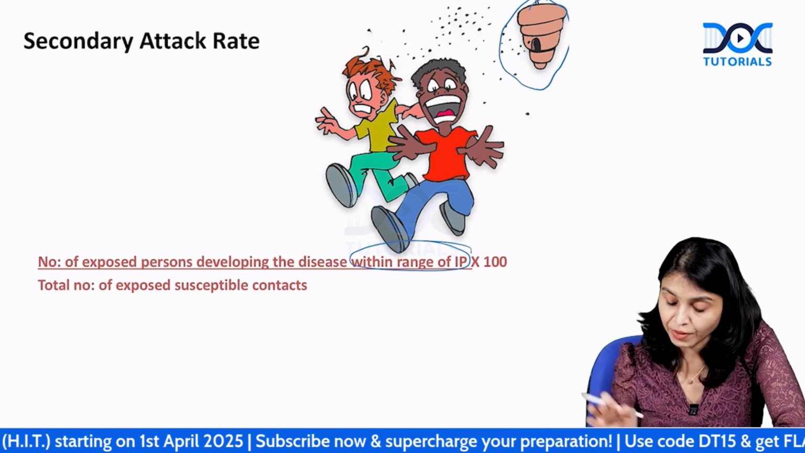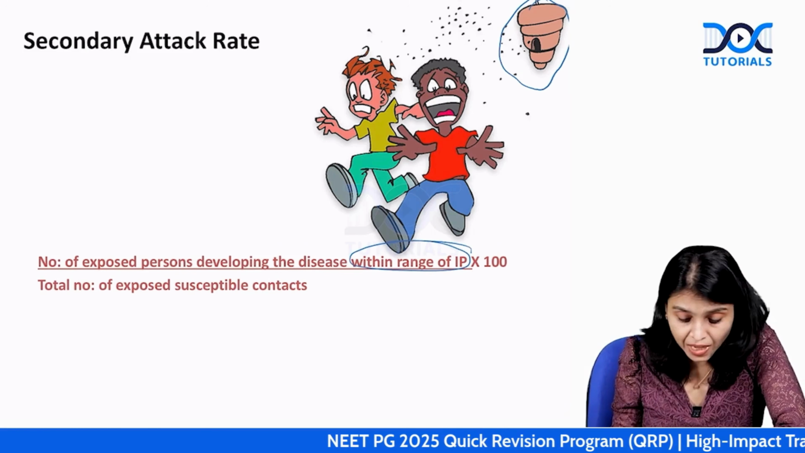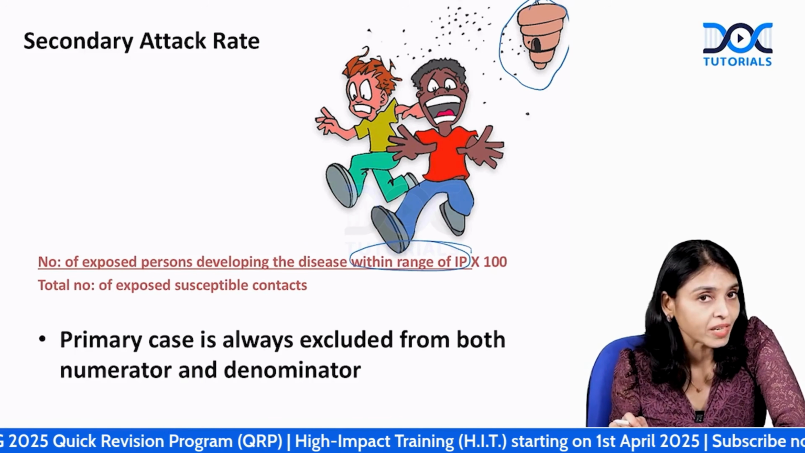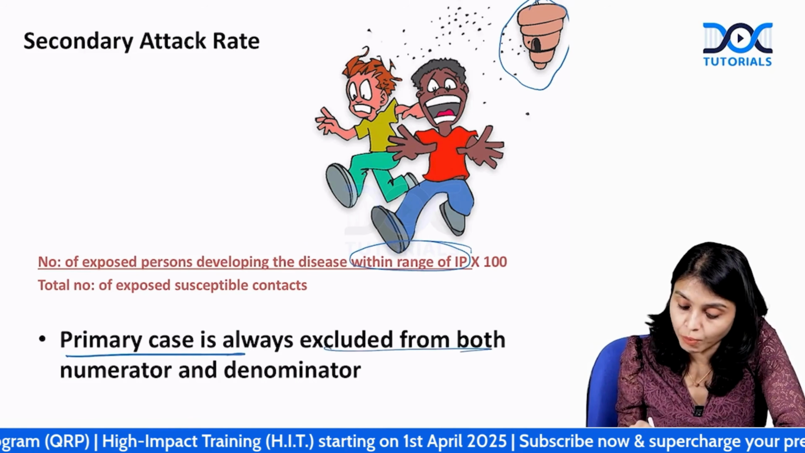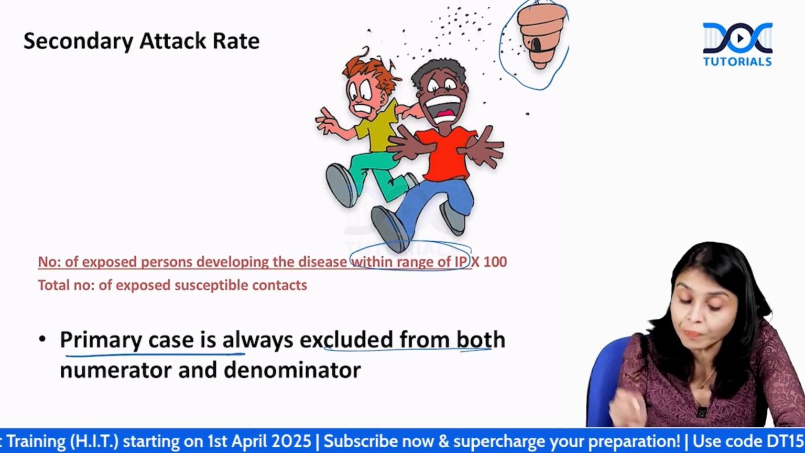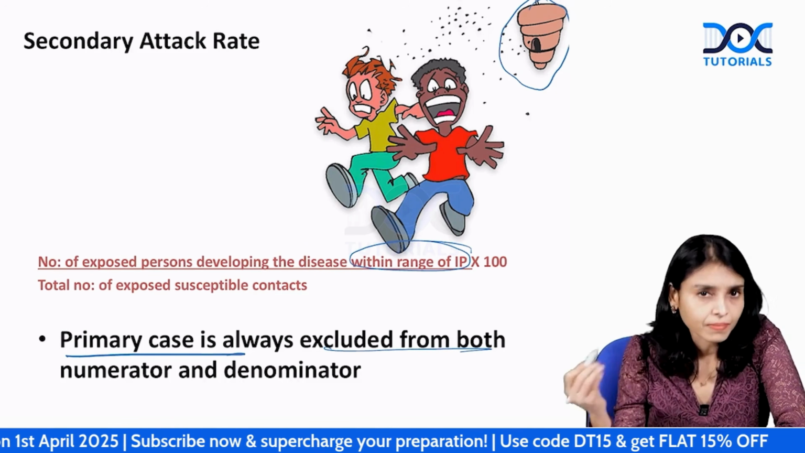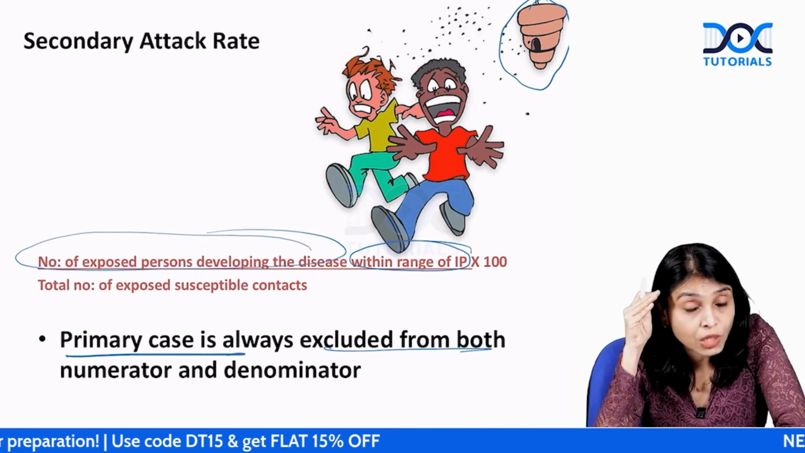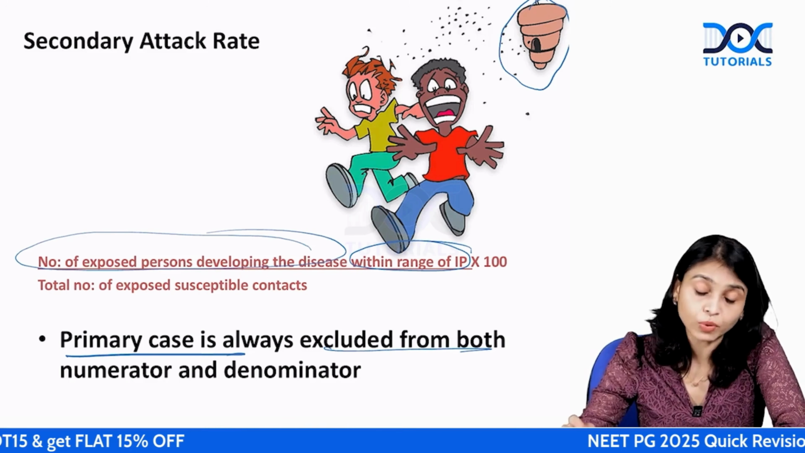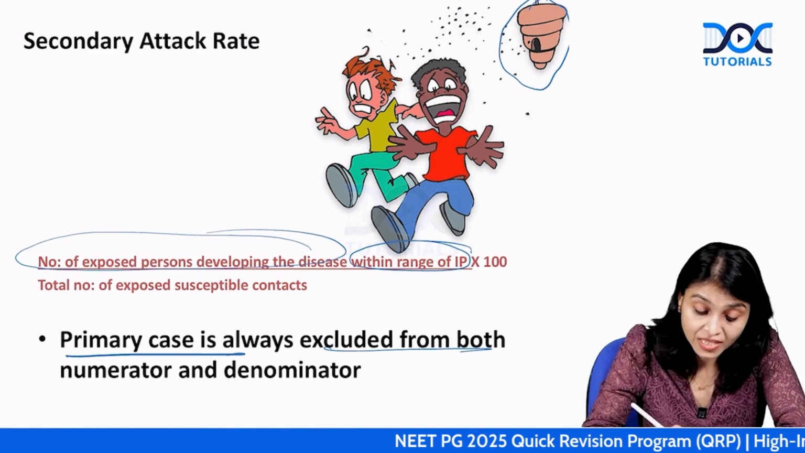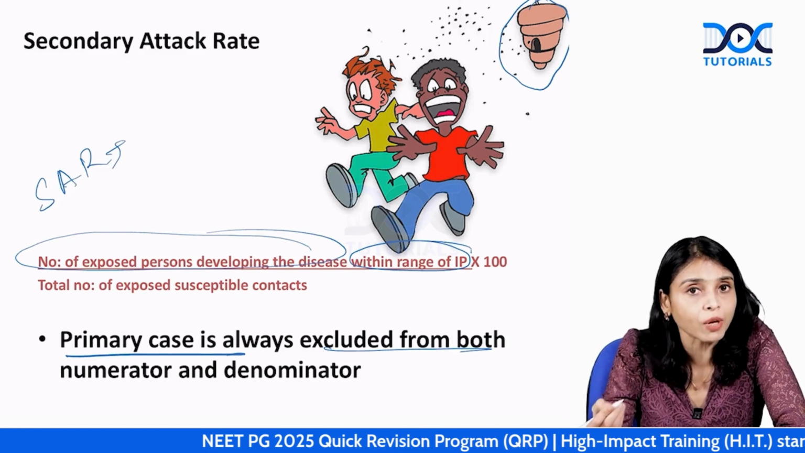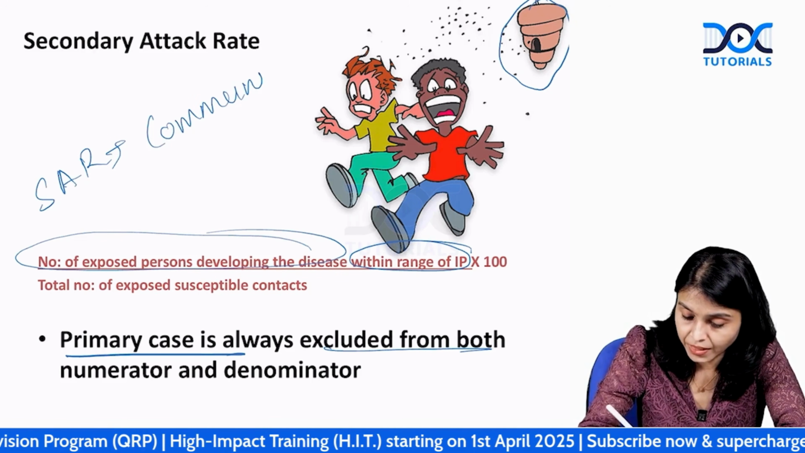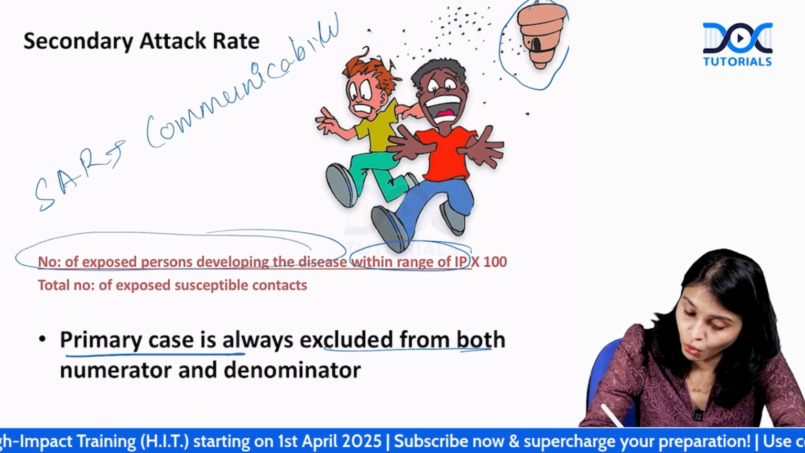Okay, and another thing that you have to keep in your mind is the very first case, which you call the primary case, should be excluded from both the numerator and denominator. That is very, very important. So, the number of secondary cases that develop following the exposure to the first case will come in the numerator, and how many were exposed susceptibles, that will come in the denominator. So the secondary attack rate is something which will tell you about the communicability of the disease, right? Communicability. That is another MCQ, or how infectious is the disease.